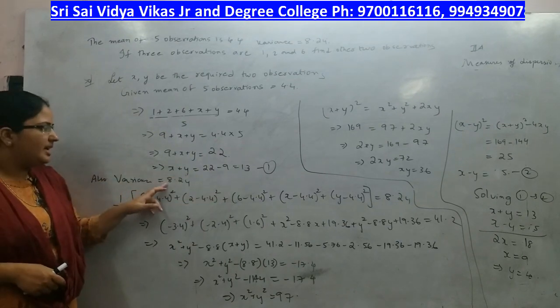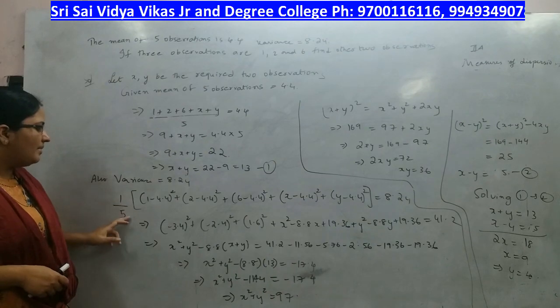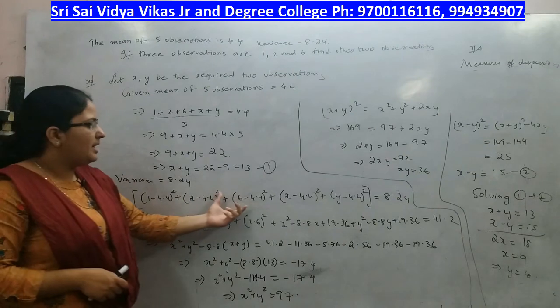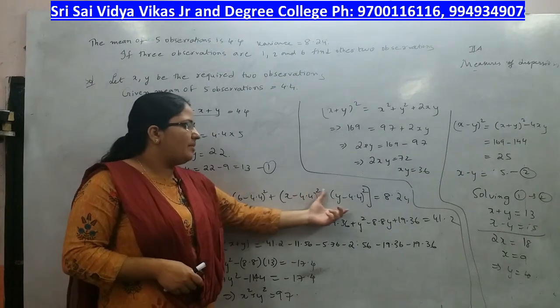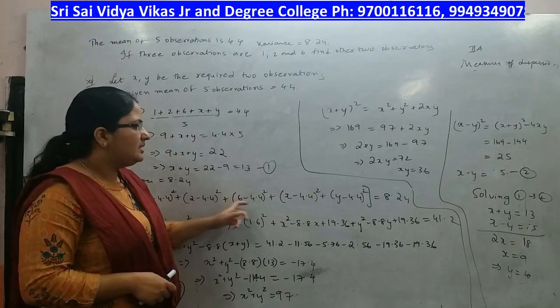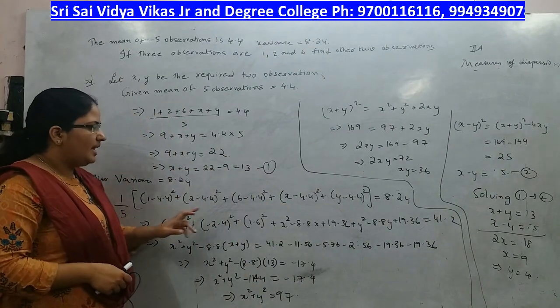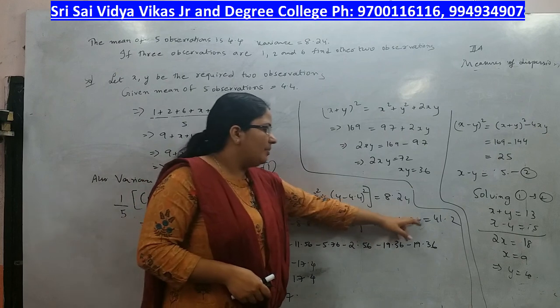Variance is given as 8.24. 1 by 5 into the sum: 1 minus 4.4, 2 minus 4.4, 6 minus 4.4, x minus 4.4, y minus 4.4, squares, is equal to 8.24. Sending this 5 up, you will get 41.2.